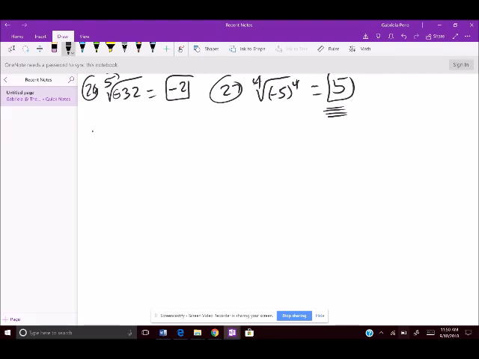I have 1 cubed, which is what? 1. What's 2 cubed? 8. What's 3 cubed? 27. And 4 cubed?